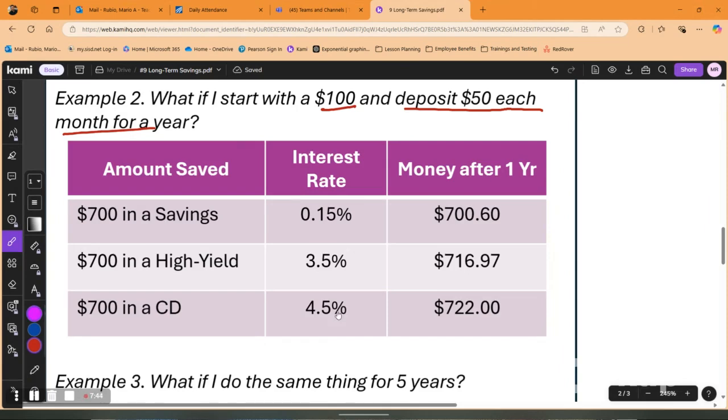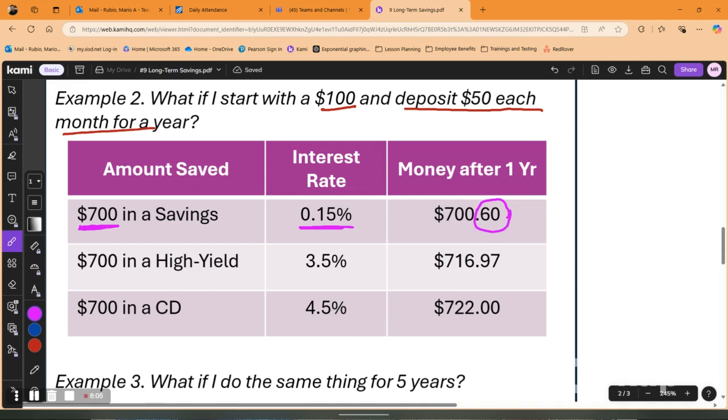In a traditional savings, so $100 down plus $50 a month, that actually comes out to, just on your own, you'll save $700. Like I said, $700 in your wallet today is $700 a year from now. It's not going to change. It doesn't grow. But at 0.15%, you earn 60 cents.